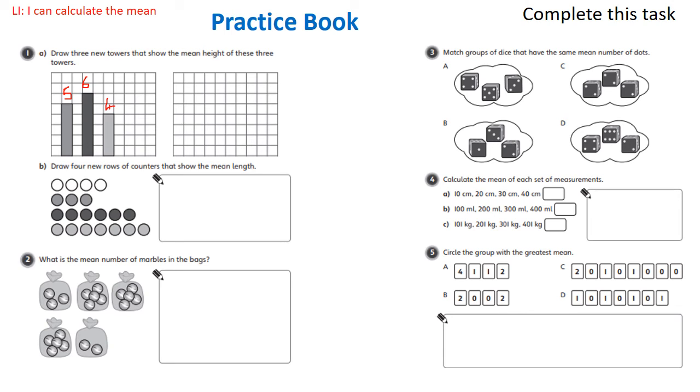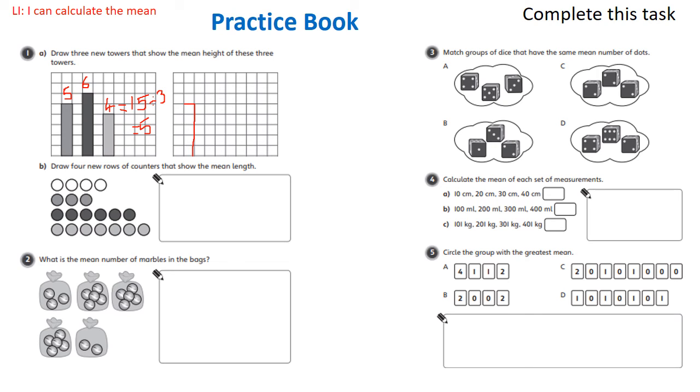What's 5 plus 6 plus 4? 15, isn't it? How many towers are there? There's 3. So 15 is the dividend. 3 is the divisor because there are 3 towers. So the mean is 15 divided by 3, which equals 5. So on your second group, you're going to draw 3 towers. Each of them is 5 high. 1, 2, 3, 4, 5.